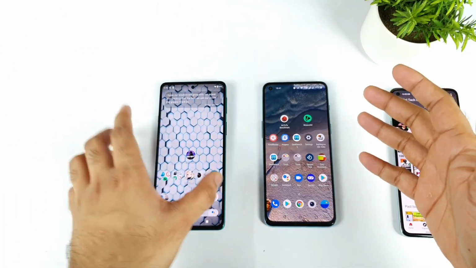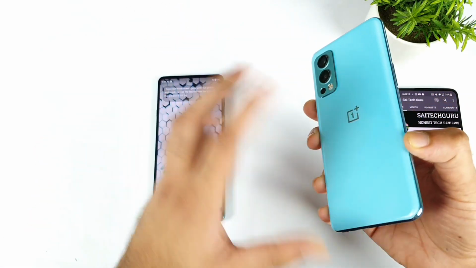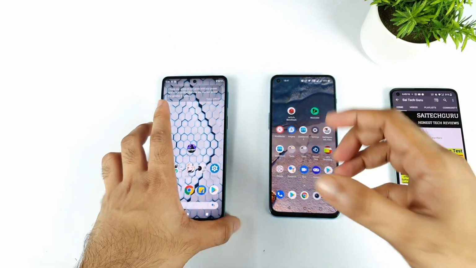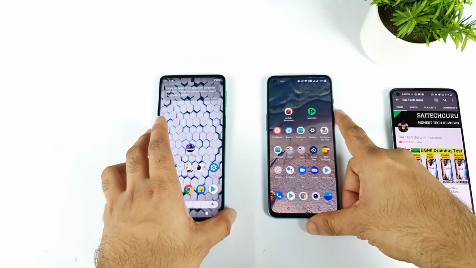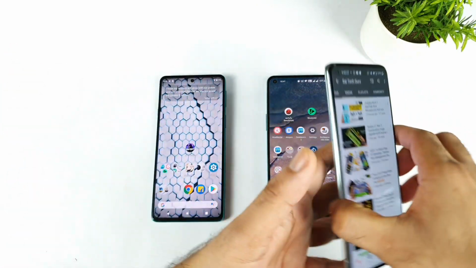In this video, I'll try to compare the touch sampling rate between the Moto X20 and the OnePlus Nord 2. Both phones have a similar price range, and the main reason I'm doing this video is that just yesterday I uploaded a video comparing both phones: which phone is the best option to buy?